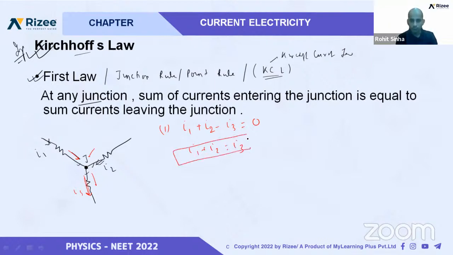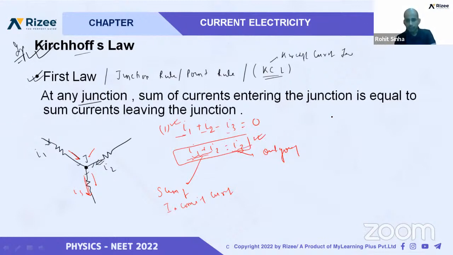We can say it like this also: the sum of incoming current. You can see I1 and I2 is the sum of incoming current, and I3 is outgoing current. So we can state Kirchhoff's law in two ways. Either Kirchhoff's law is the algebraic sum of current at a junction, where algebraic means incoming current is taken as positive and outgoing current similarly in the opposite sign. Or we can say the sum of incoming current is equal to the sum of outgoing current. This is a simple case of Kirchhoff's current law.